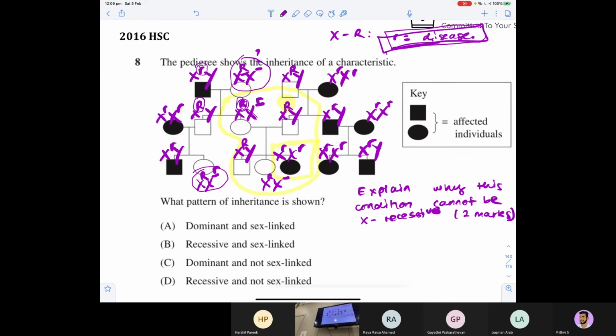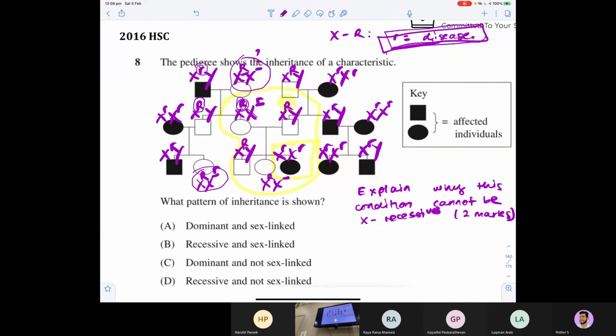Could I get Alicia? What was your answer? To be X-recessive, the second generation can carry the dominant allele R. However, if the disease is X-recessive, the child must have 2 little r alleles. The father only has a dominant allele, therefore the disease is not X-recessive. Good. Did you see how she identified? So pretty much what you mentioned, right?